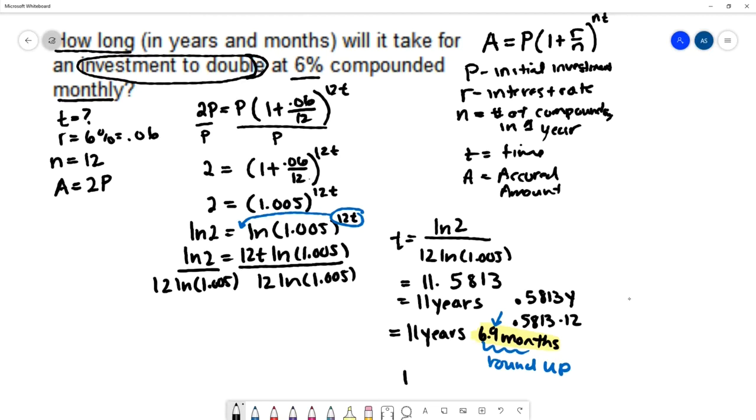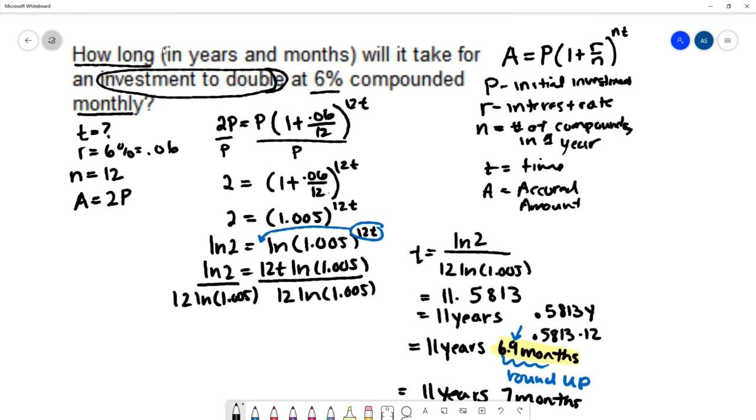So it's going to be 11 years and 7 months. So once again, we are always going to round up on these months because we want to go longer. We need to go longer than the answer we got to make sure that our investment has doubled.